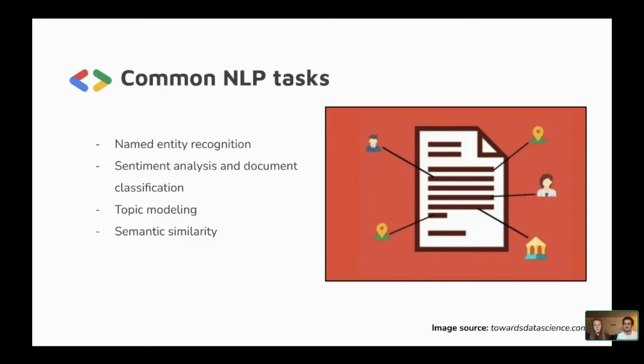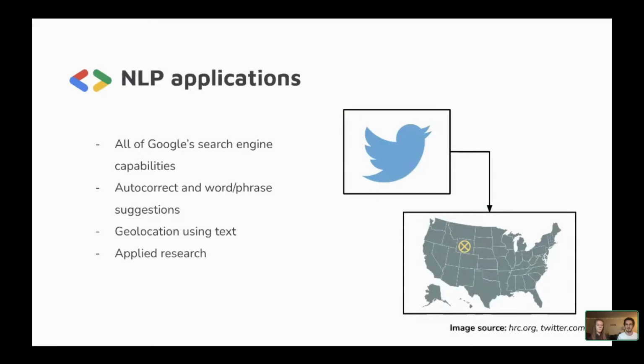Semantic similarity is just, I have several documents, I want to compute how similar they are. Are they similar in what they talk about in their content? And so once we have those methods, we can move on to our applications.